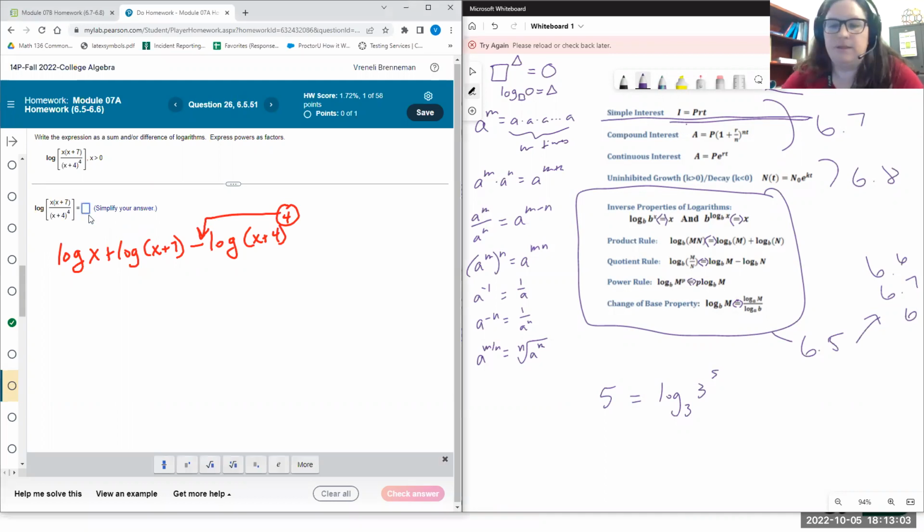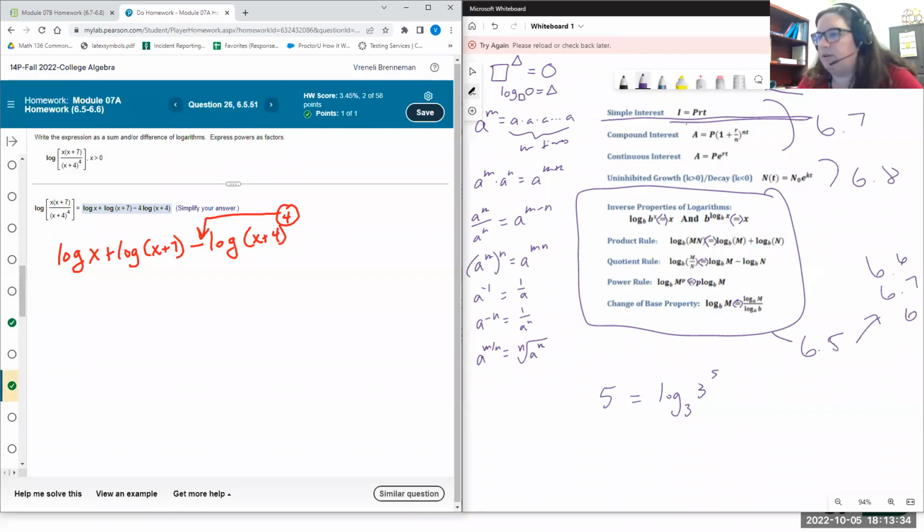So putting this in, this is just a log, so log base 10, since there's no log base written, but I just need to type the log x plus log x plus 7, and then minus 4 log x plus 4. And trying not to capitalize things that should not be capitalized, but getting that in there.